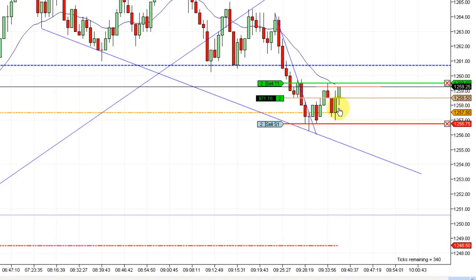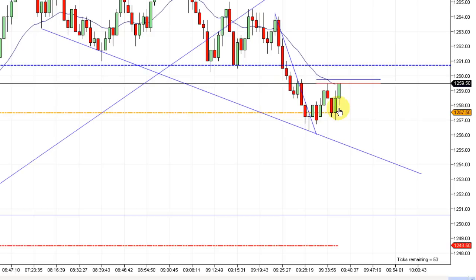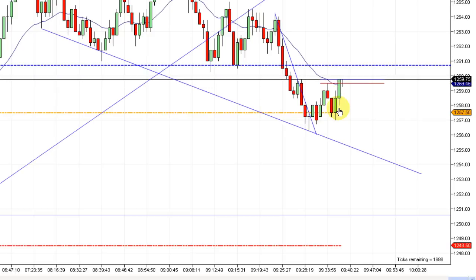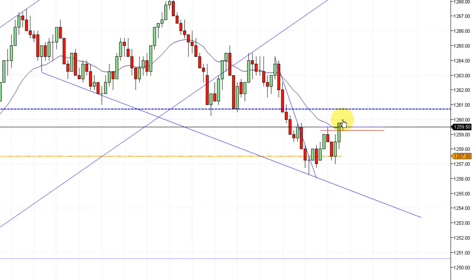But here we go. Prices just ticked off our order there. Didn't close up there. Here we go. All right, now we're out of this trade. And you see that's about a 5-minute trade. Nice, simple trade.